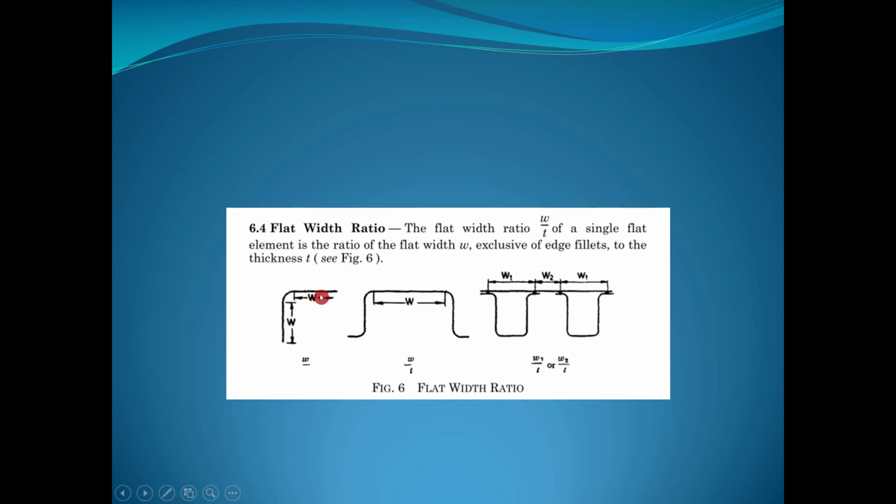Small W by T will always be safe, or it will be more stiffened or stronger. And here for the hat section, we are excluding these two corners, and this will be the width of the flat, and W by T will be the flat width ratio. And for the U sections, for this member, you have from here to here, and W2, W1 are shown here, and the highest is to be taken for the design.